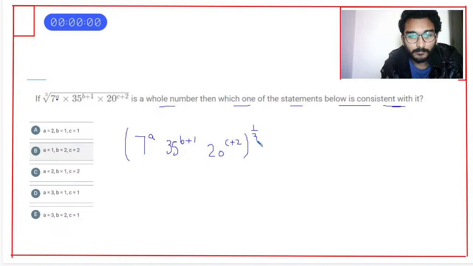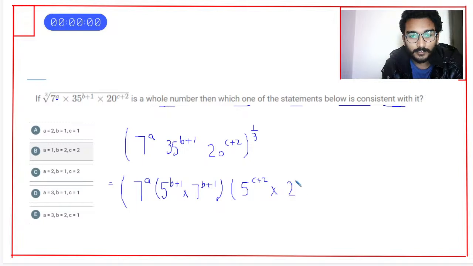And there is 1/3. Now, you know that there is 7 raised to the power a, and this can be factorized like 5. 35 is made up of 7 and 5. That's our 35. And 20 is made up of 5 and 4. So that's 5 and 4. I can write the 4 like this.